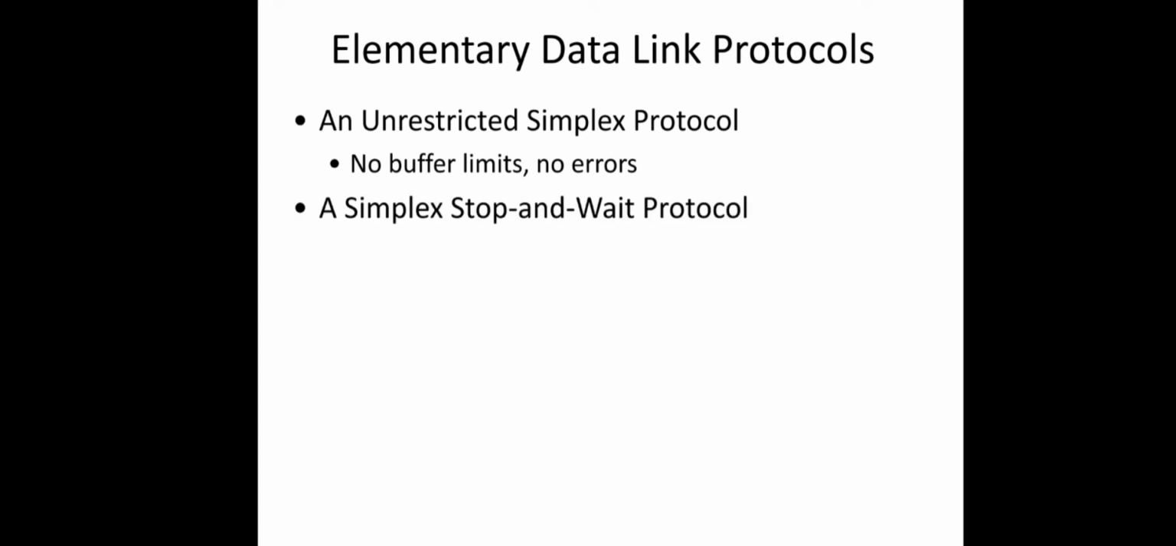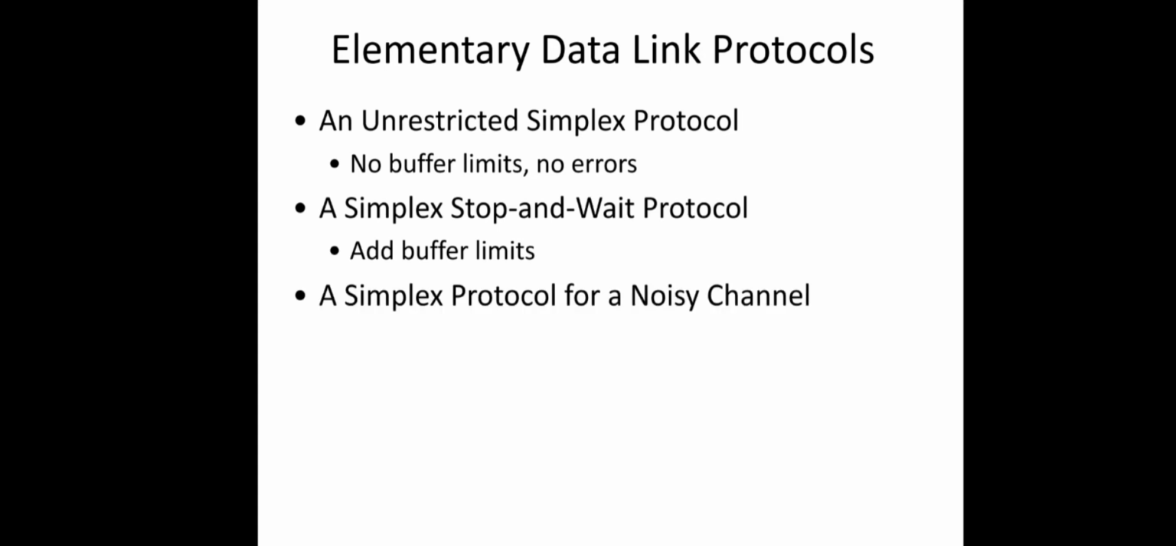And the second one is the simplex stop and wait protocol. Here we are just introducing one restriction: that the buffer storage capacity is limited. In that case, how can we implement flow control? And in the third one, we assume that the channel is also noisy. Okay. So these are the three different protocols we have to discuss in the elementary data link protocols.